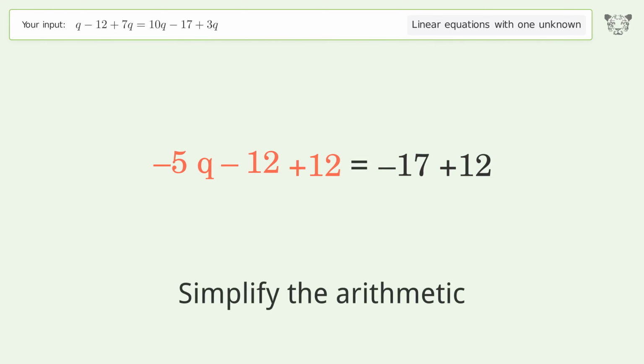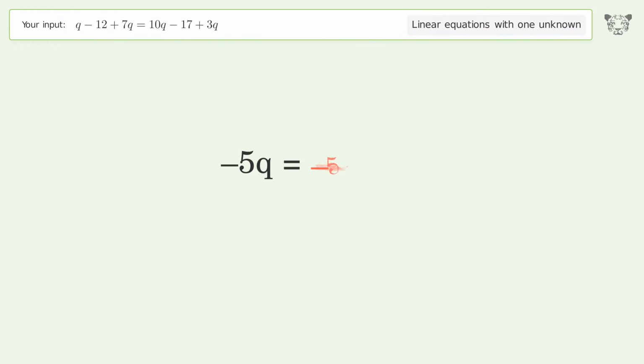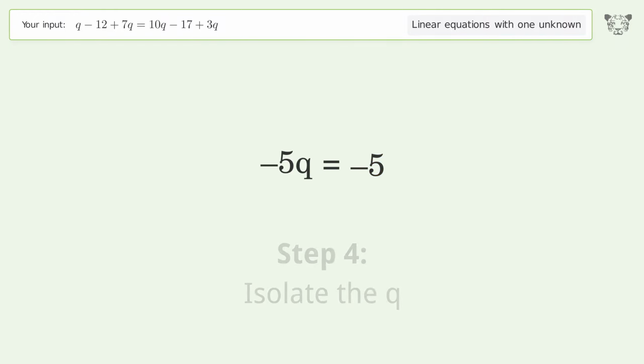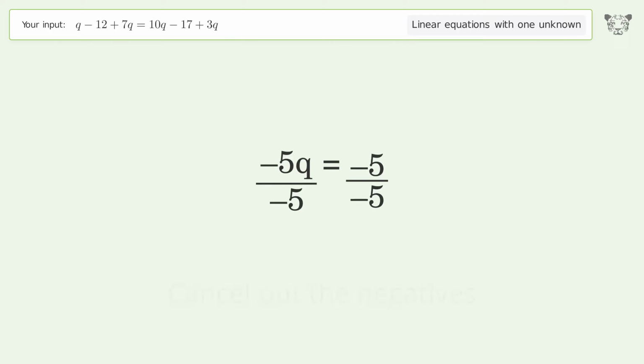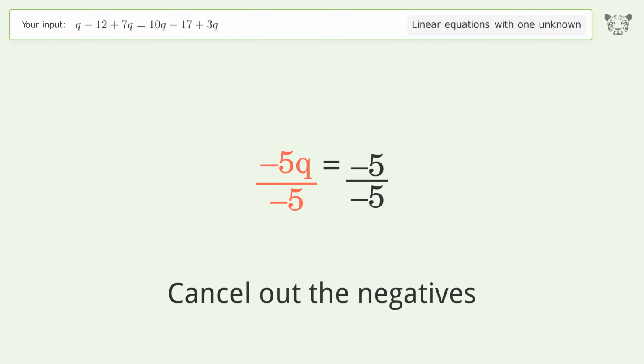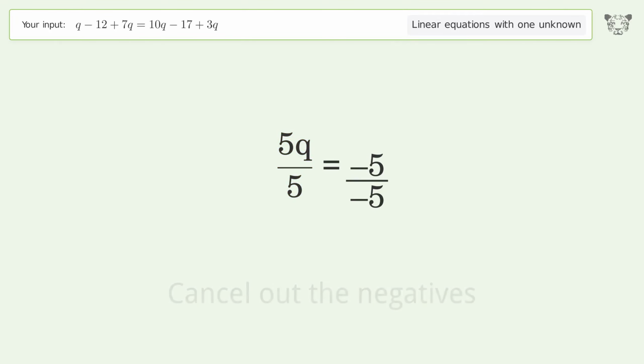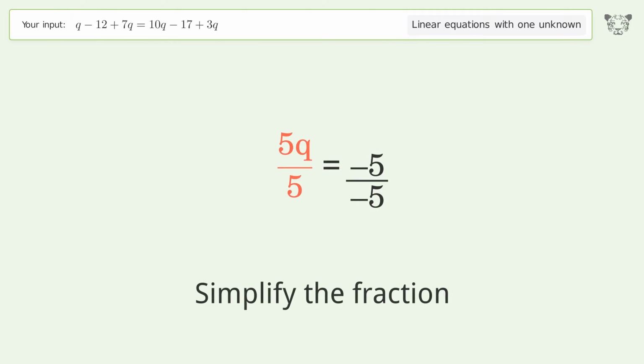Simplify the arithmetic. Isolate the q. Divide both sides by -5. Cancel out the negatives. Simplify the fraction.